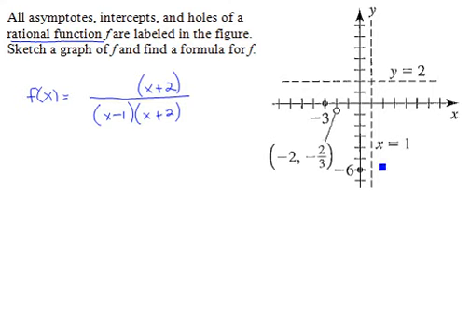Now to finish this out, we have a 0 at negative 3. So x plus 3 will be a factor in the numerator. That will give us a 0 there. We need to make sure that our horizontal asymptote is correct. That horizontal asymptote is found by looking at the ratio of the highest powers of x. And if we multiply this out, we'd have an x squared plus some smaller terms on top. In the denominator, we'd have x squared plus some smaller terms there.